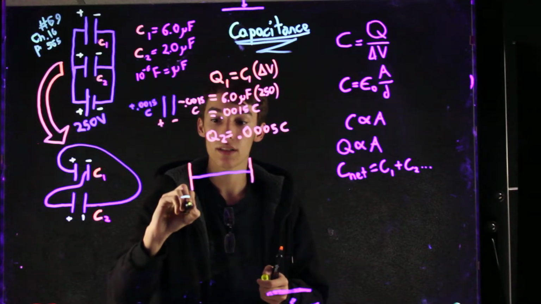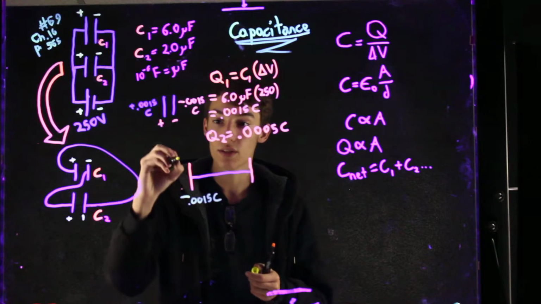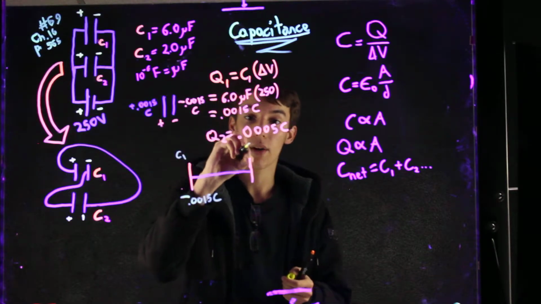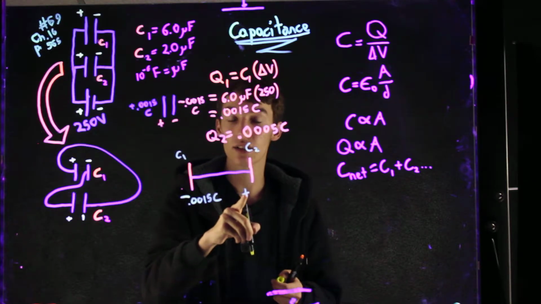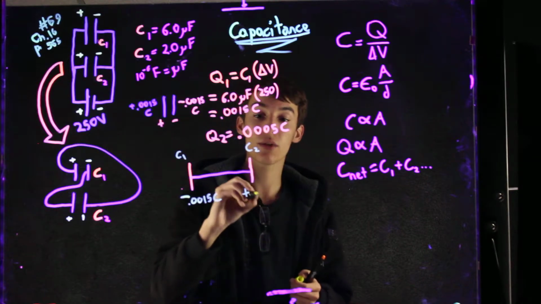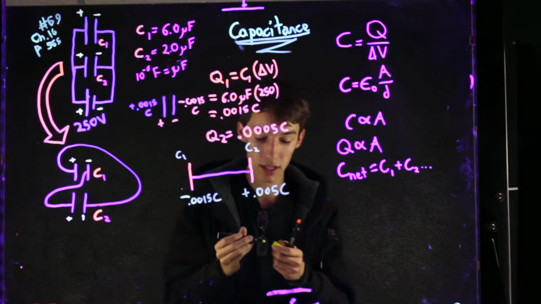Negative 0.0015 coulombs. And this is from capacitor 1. And now on capacitor 2, once they're connected, this plate initially has a charge of positive 0.0005 coulombs. And so what's going to happen?